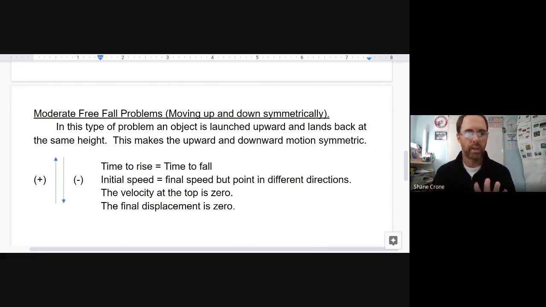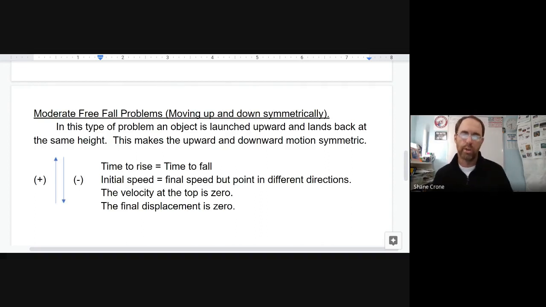So what I try to do to make this a little easier to digest, instead of throwing everything at you all at once, is create symmetry by throwing the object up in the air and then having it land back in the same place where it started. And that happens all the time. In baseball, the ball is hit at approximately the same height that it is caught at, if the ball is hit up in the air. In soccer, if you kick the ball from the ground up into the air, it's very likely going to land right back down on the ground.